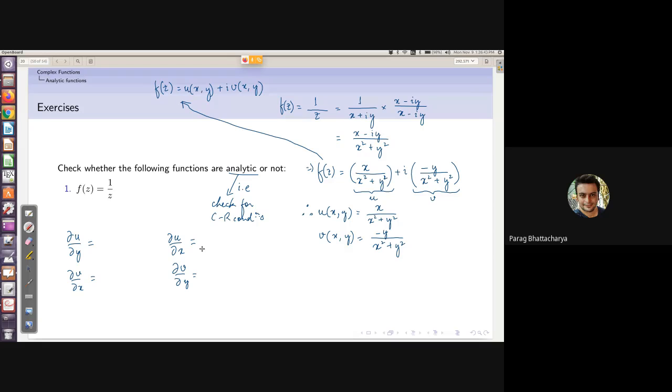Has anybody completed? Dou u by dx is 1 by x square plus y square minus 2x squared by x square plus y square whole square. Dou u by dou x, how much did you get? No, not like that. Dou u by dou x will be simply y square minus x square divided by x square plus y square whole square. Simplify it, please. This is what you should get.